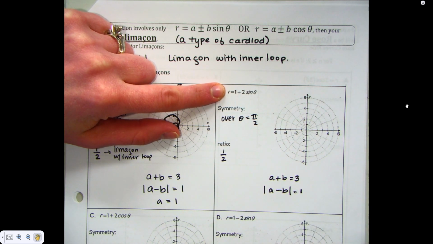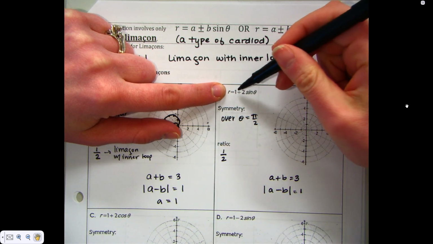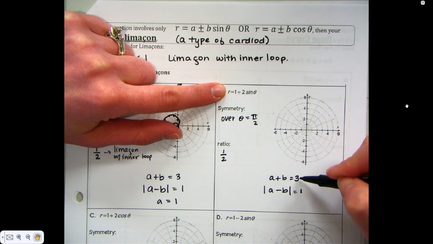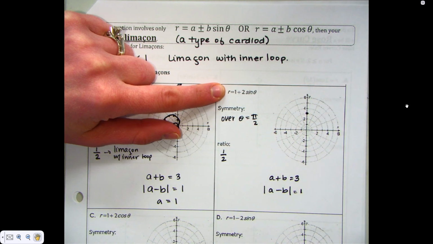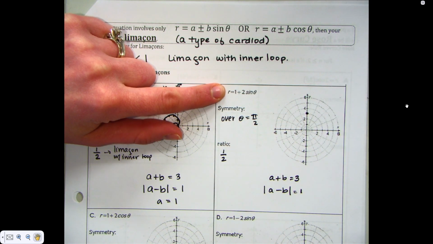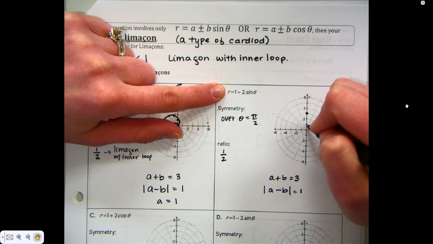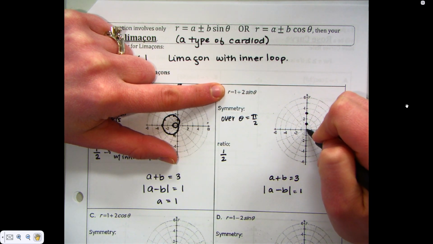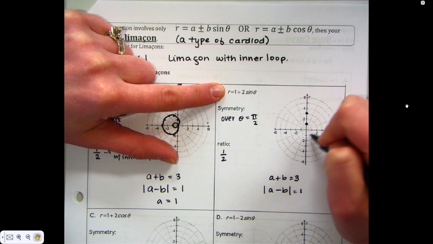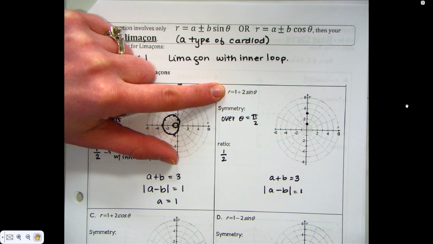The difference this time, though, is that I have a positive sign. So I want that 3 to graph onto the y-axis with a positive sign, or the theta equals pi over 2. I'm kind of working between them. And then the inner loop, again, would be right at 1. So the sort of tail end of the inner loop would be right here, and the bigger end of my limacon would be up at 3.